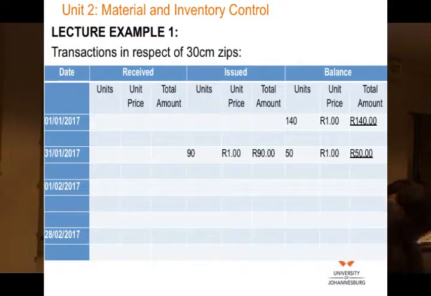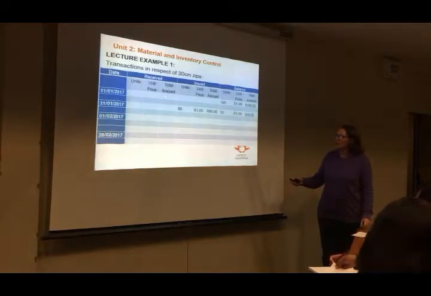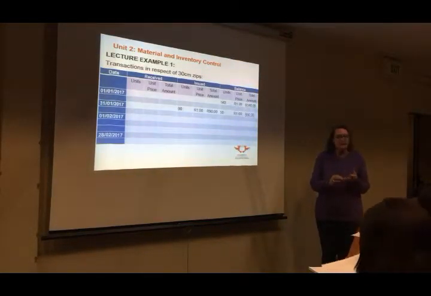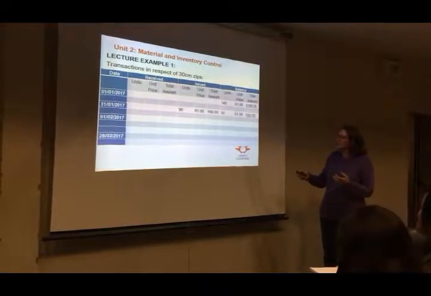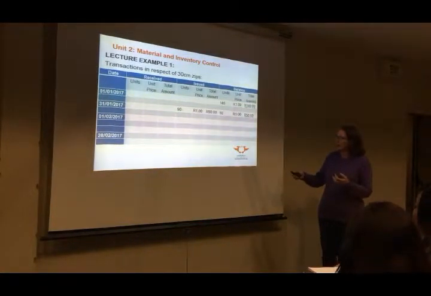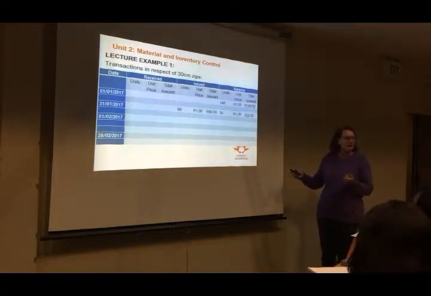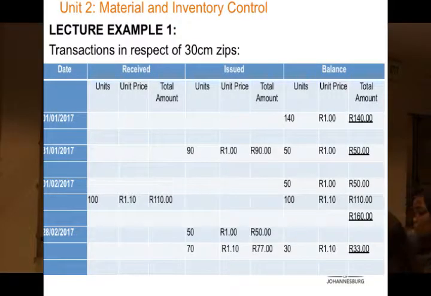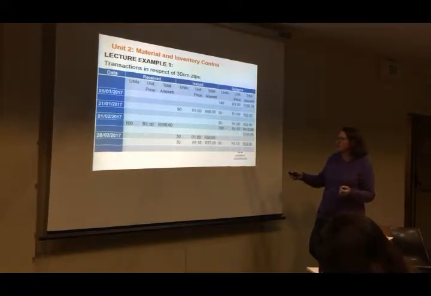So the first thing you're going to do is put your opening balance in the balance column. 140 zips at R1 is R140. Then you issued 90 zips to production because you had 30 bags, 3 zips each. All of these zips were at R1 because that's what you had here. Gave you R90. Your balance was 50 zips at R1, gave you R50. These are on your link already. Then the next thing you did was you bought another 100 zips, okay? So now you have 50 zips at R1 and 100 zips at R1.10.